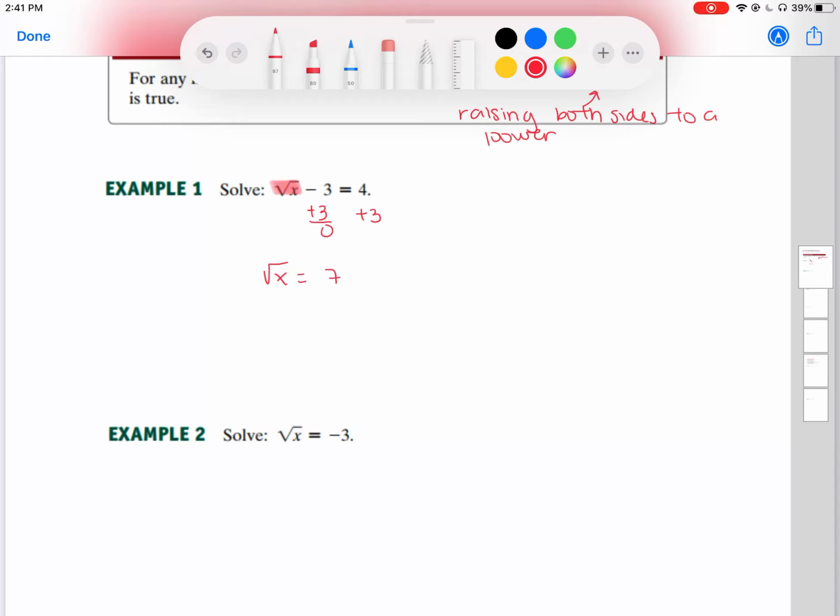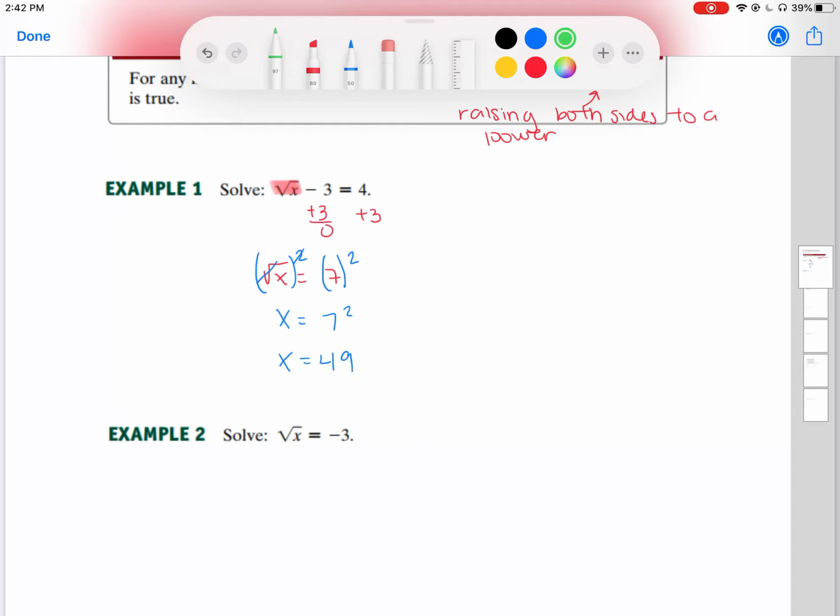Now our problem is that that square root is enclosing that x. So what can we do to undo that square? Well, we can raise both sides to the second power. Now a square root and a square are mathematical inverses, they're opposites. So we're left with x is equal to 7 squared, and 7 squared is 49.